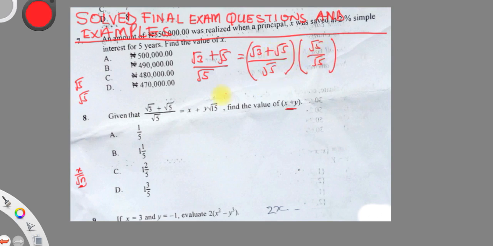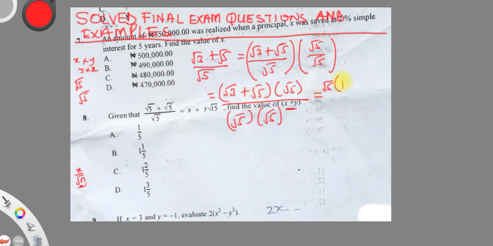Then we multiply the numerators together. This is equal to (square root of 3 plus square root of 5) times square root of 5, all over square root of 5 times square root of 5. Since x times y is the same as y times x, I'll bring the square root of 5 first: square root of 5 times (square root of 3 plus square root of 5), all over square root of 5 times square root of 5, which gives 5, because it is square root of 25.